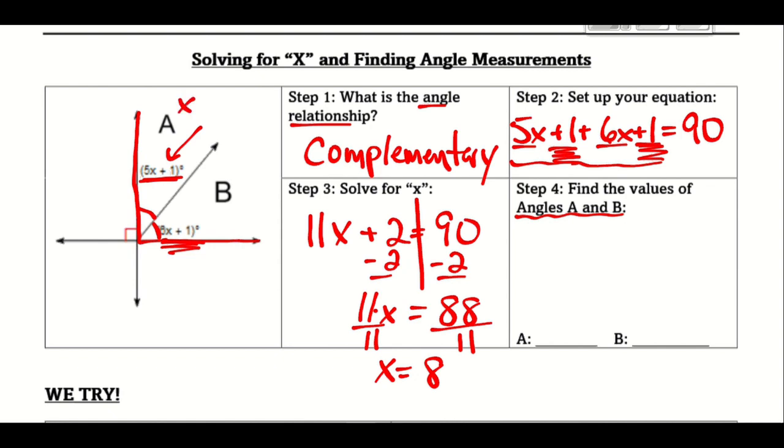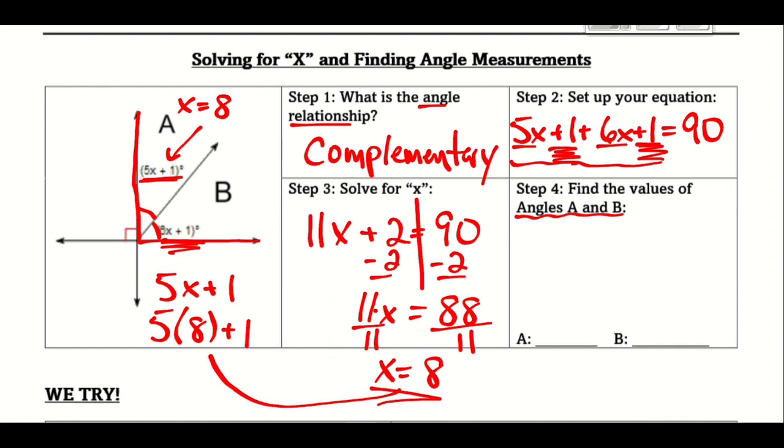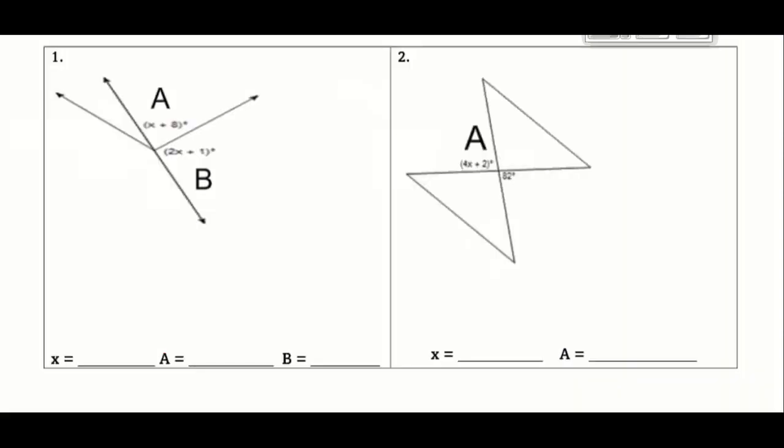If x equals 8, what does 5x plus 1 equal? Well, 5 times 8 plus 1 is the same thing as what I'm just talking about there. I'm saying that x is 8, so I can take that value and plug it in. 5 times 8 is 40, plus 1 is 41. I can take that 8 and plug it into this one also. Or I can actually just subtract. I know they add up to 90, so I could do 90 minus 41 to figure out that B is 49.